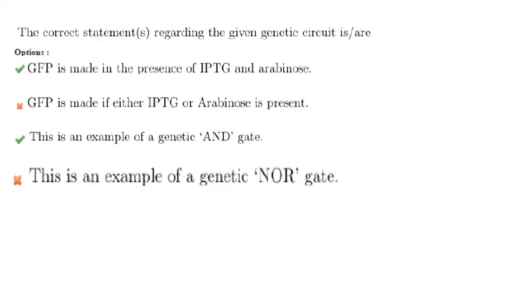Now coming to the options. GFP is made in the presence of IPTG and arabinose. That is why P and Q are required. Only if IPTG is present, protein P will be produced, and if arabinose is present, protein Q will be produced and GFP will be made. Then GFP is made if either IPTG or arabinose is present. Nothing like that. For GFP to be made, both IPTG and arabinose have to be present. This is an example of a genetic AND gate. That is also correct. This is an example of a genetic NOR gate. That is wrong. So options A and C are correct.